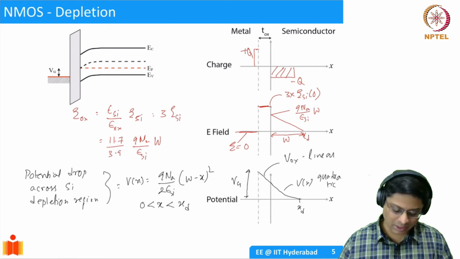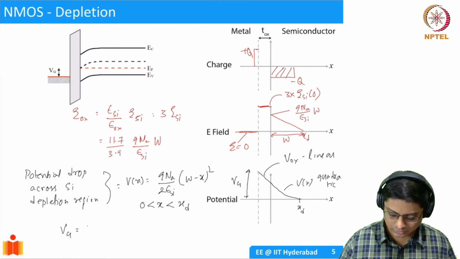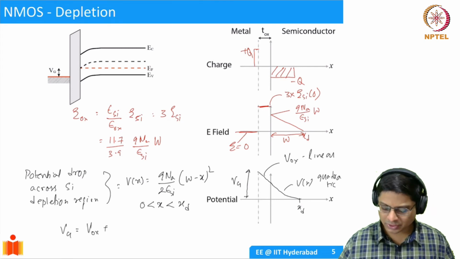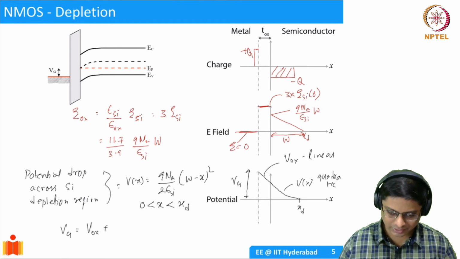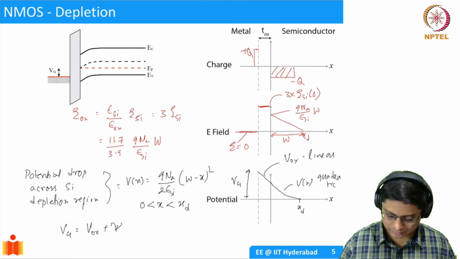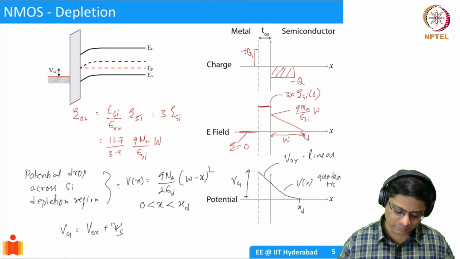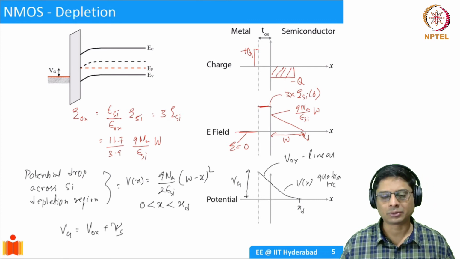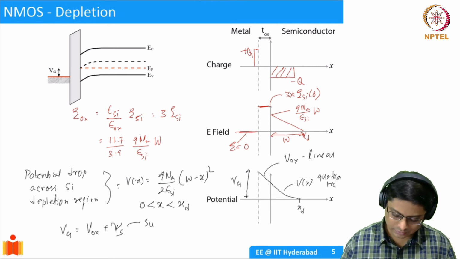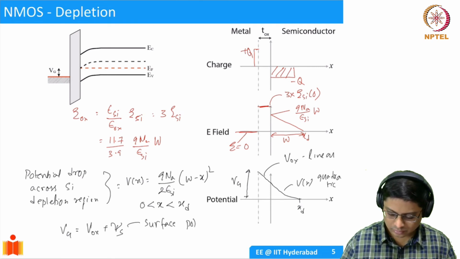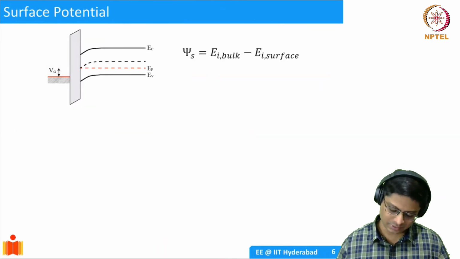So the total potential, the applied gate voltage, is now in the depletion falling across the oxide plus the potential in the silicon. We will introduce a term called the surface potential in a moment. So this is the surface potential. We'll define that in a moment. So this is how the potential will drop, whatever the applied gate voltage. So what is this? This is the surface potential, and the way you define surface potential is this.